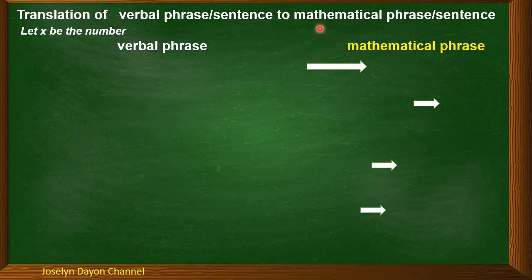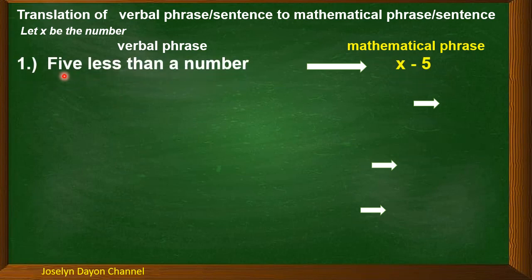For this time, I'll be assigning x as the number or the unknown. We can assign any variable from a to z to represent the unknown, but this time I will be representing the unknown with variable x. Now let's begin with verbal phrase to mathematical phrase. 5 less than a number can be translated as x minus 5. Take note of the word less.